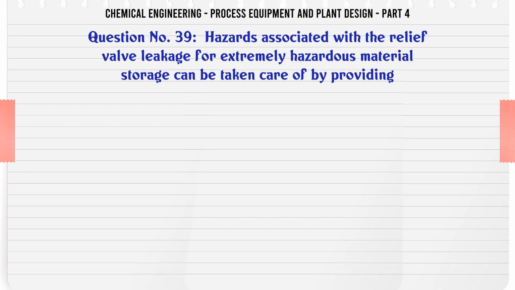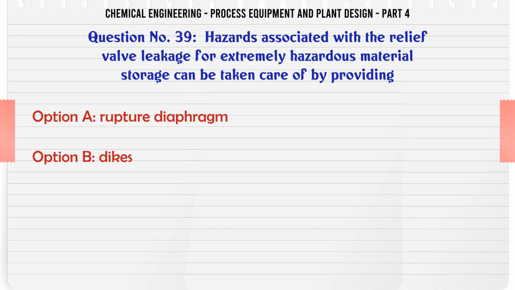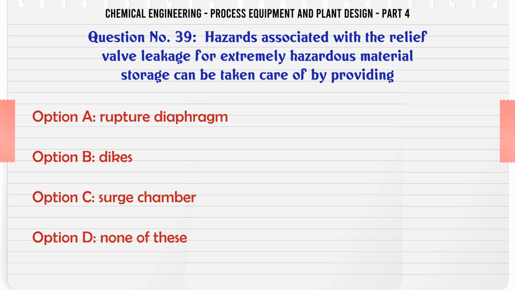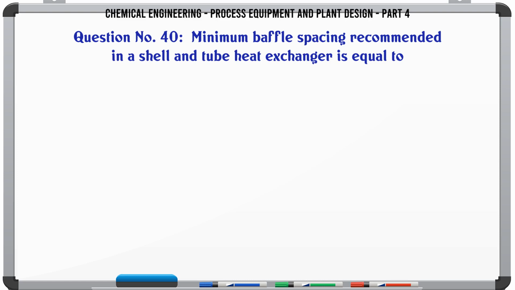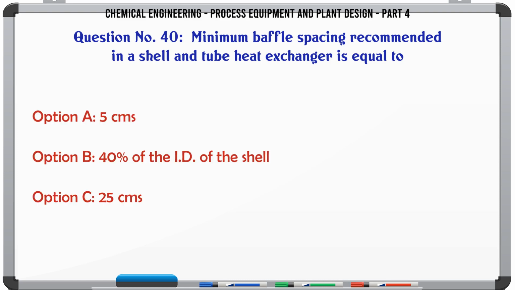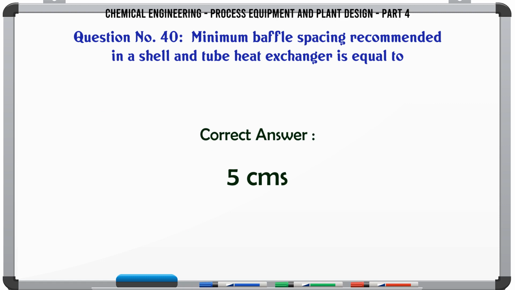Hazards associated with the relief valve leakage for extremely hazardous material storage can be taken care of by providing a. rupture diaphragm, b. dikes, c. surge chamber, d. none of these. The correct answer is rupture diaphragm. Minimum baffle spacing recommended in a shell and tube heat exchanger is equal to a. 5 cms, b. 40% of the ID of the shell, c. 25 cms, d. ID of the shell. The correct answer is 5 cms.